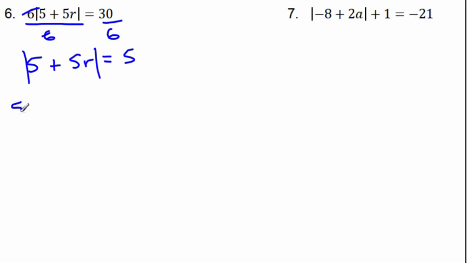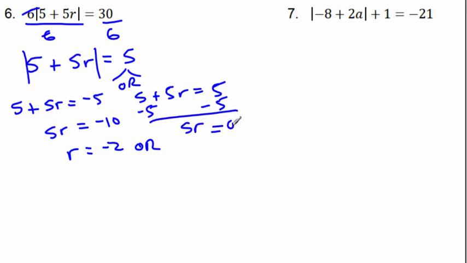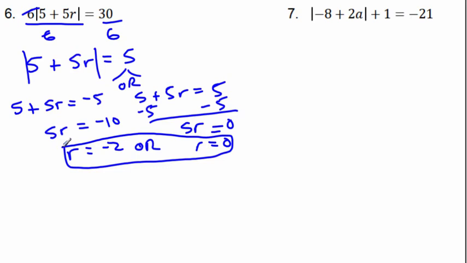So I get 5 plus 5r equals negative 5, because I'm writing my two equations here, or 5 plus 5r equals positive 5. So let's solve each one. Here we're going to get 5r equals, we subtract 5, we get negative 10. r is going to equal negative 2. Everybody good with that? How about on the right? Subtract 5, you get 5r is equal to 0, or r equals 0. So the answer for number 6, as we're going through it, r equals negative 2, or r equals 0.